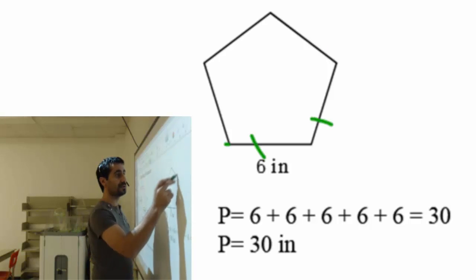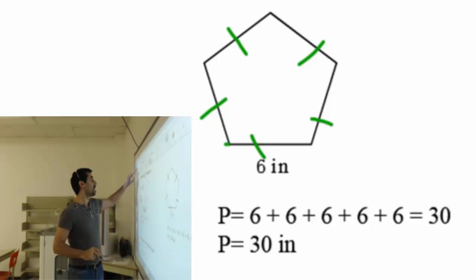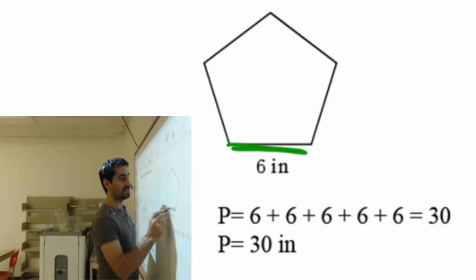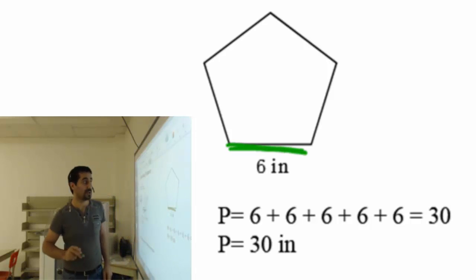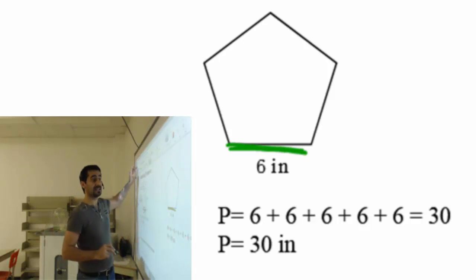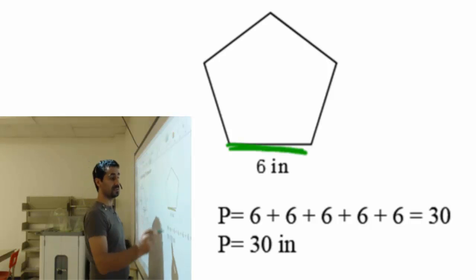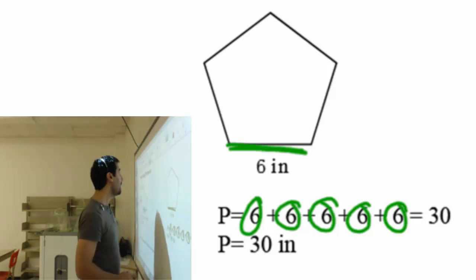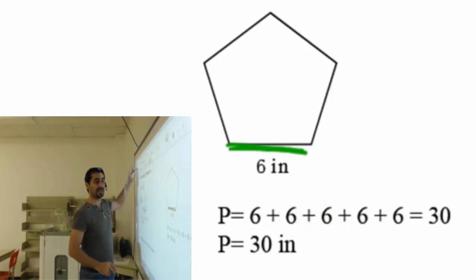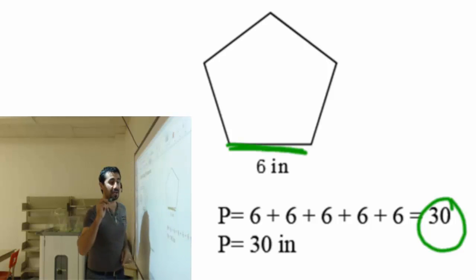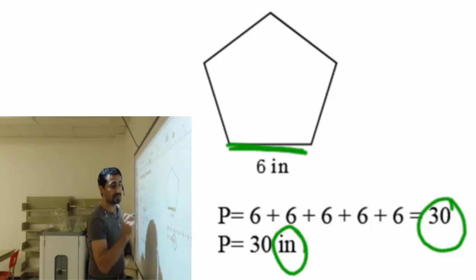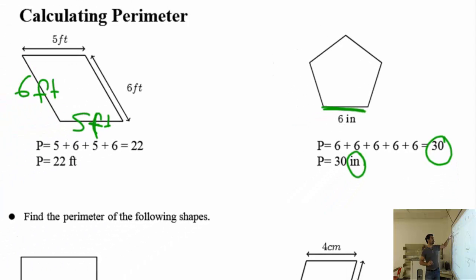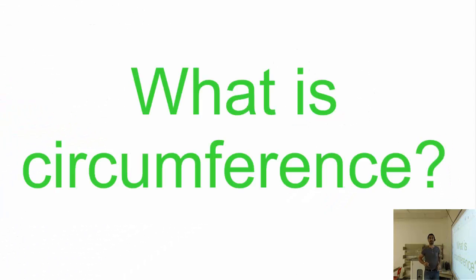And about the polygon, all the sides here are the same. And 1, 2, 3, 4, 5. There are 5 sides here. And just one side is 6 inches long. So we're going to add the 6 five times. 1, 2, 3, 4, 5. Add 5 times the 6, you will get 30. And don't forget, you're going to have your unit at the end. So that was the perimeter.